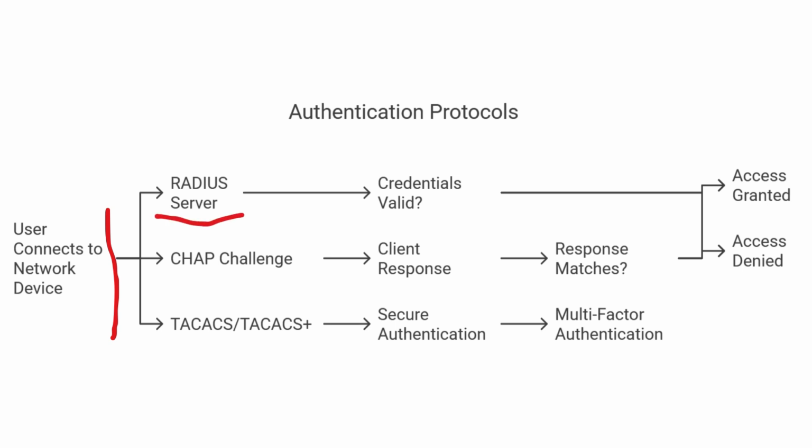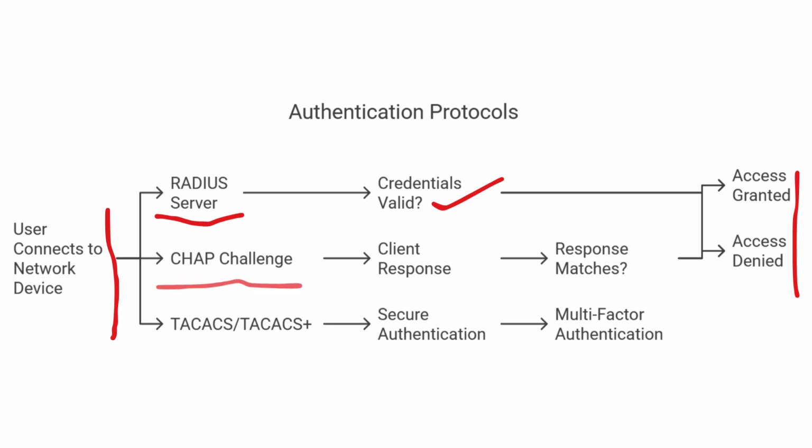RADIUS, Remote Authentication Dial-in User Service. RADIUS is an authentication and accounting protocol used to manage remote access. How RADIUS works: when a user connects to a network device, like a VPN or Wi-Fi network, the network device forwards the login request to the RADIUS server. The RADIUS server checks the credentials and responds with either access granted or denied. RADIUS is used for Wi-Fi authentication by large companies and universities, for VPN authentication, or by ISPs in telecom networks.